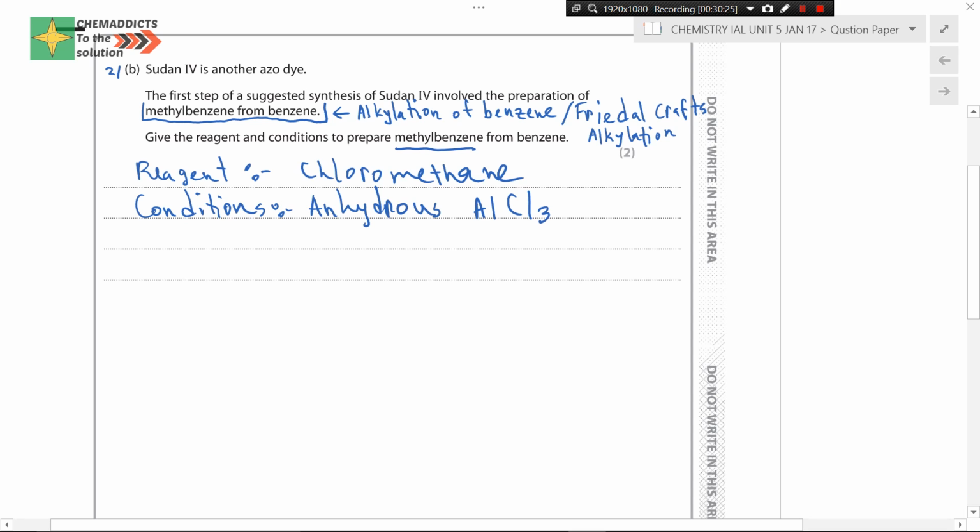Because if we use hydrated aluminium chloride, chloromethane would react with water instead of this aluminium chloride, which is really unexpected. Okay fellas, so the condition would be anhydrous aluminium chloride as the catalyst.